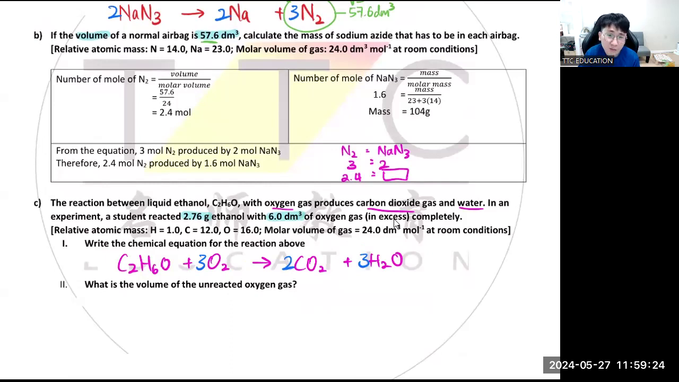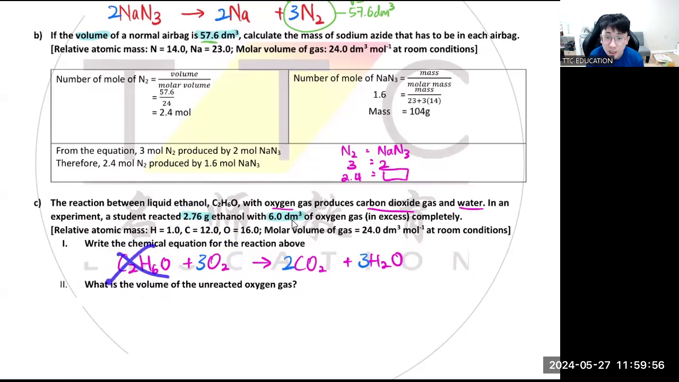Why? What's the meaning of excess? Excess means that you supplied too much, meaning that you don't use everything. Did you use all 6 dm3? No. Why? Because the concept is like this: you have 2.76 gram of ethanol with 6 dm3 of your oxygen gas, right? One of them will actually finish first. And which one finishes first? The one that is not in excess, which is the ethanol.